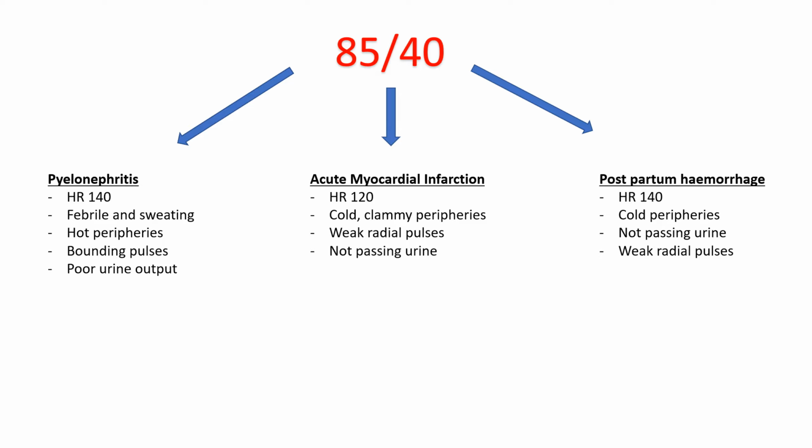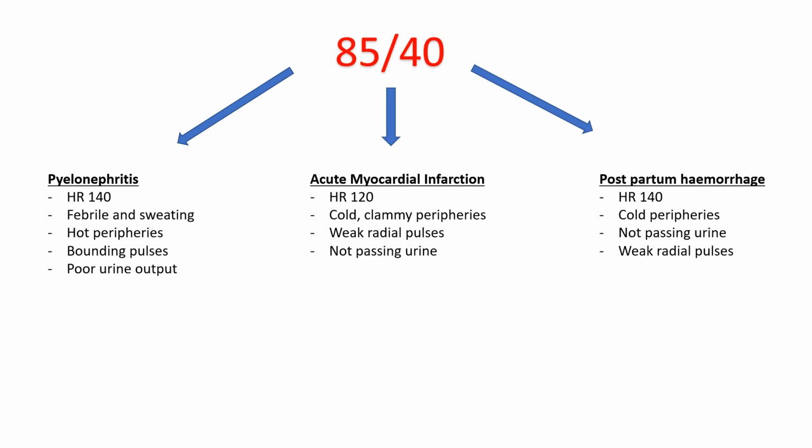So the first example on the left is a patient with acute pyelonephritis, and the heart rate for this patient is 140 beats per minute. The blood pressure is 85 systolic over 40. The patient is febrile and sweating. The patient has hot peripheries, bounding pulses, but has poor urine output.